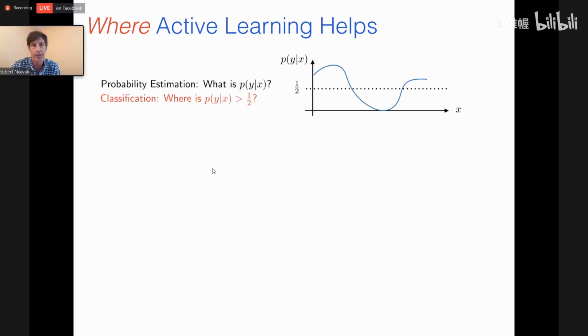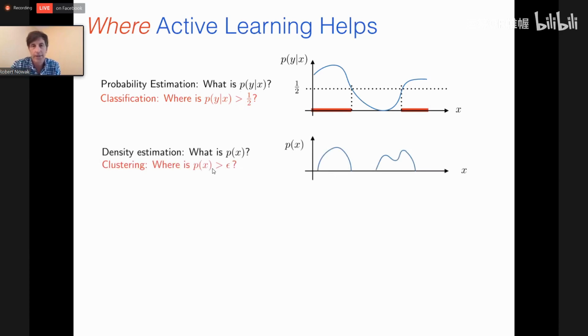What is that probability? Classification, on the other hand, is a where question. We're really just interested in where is that conditional probability greater than 1/2. And so I'm showing here the sets where the conditional probability is greater than 1/2. Maybe that's where the label should be +1, and on the complement, -1. And in classification, that's all we care about, is the identification of those sets, which boils down to the identification of the boundaries of those sets. And those are very localized in space. And so that localization can be exploited through active learning to home in on where those decision boundaries are.